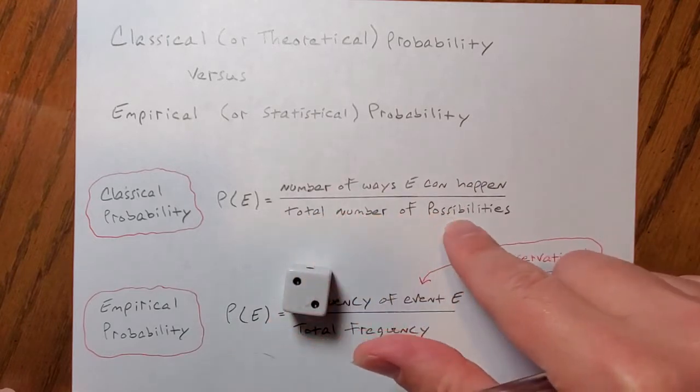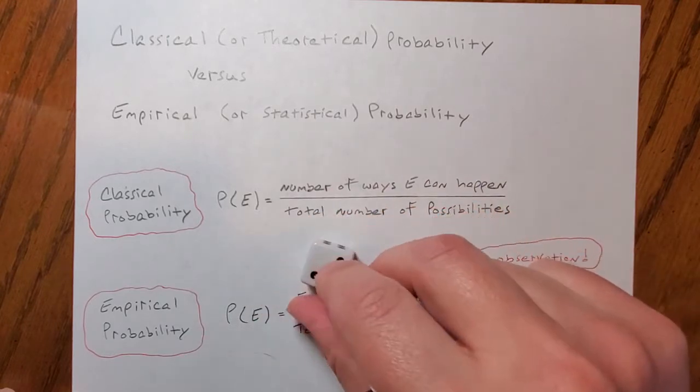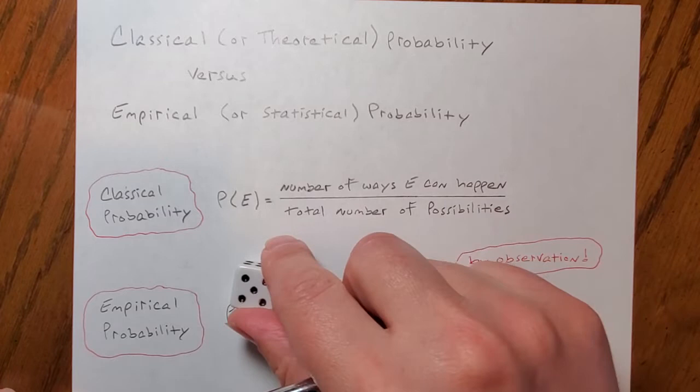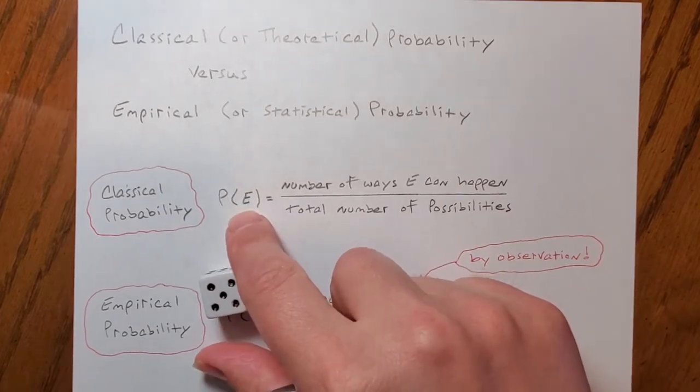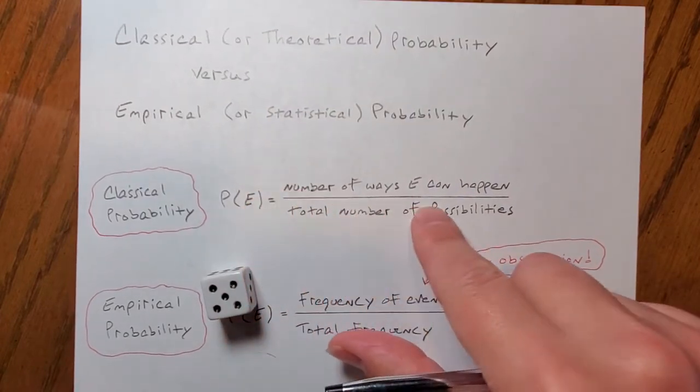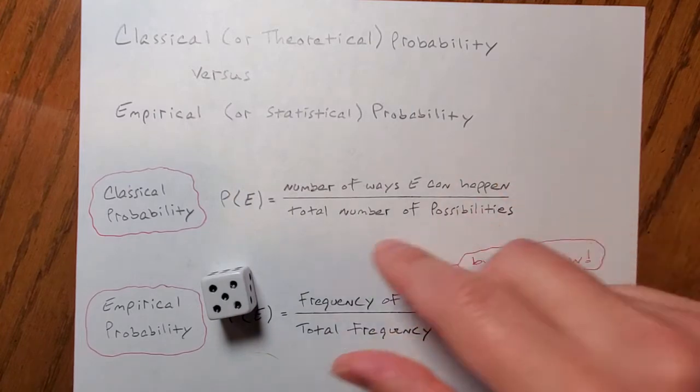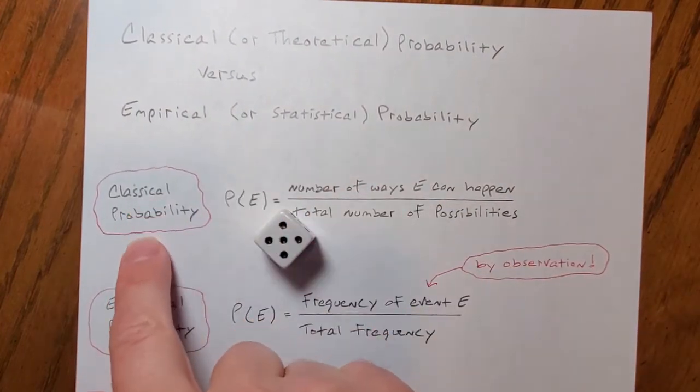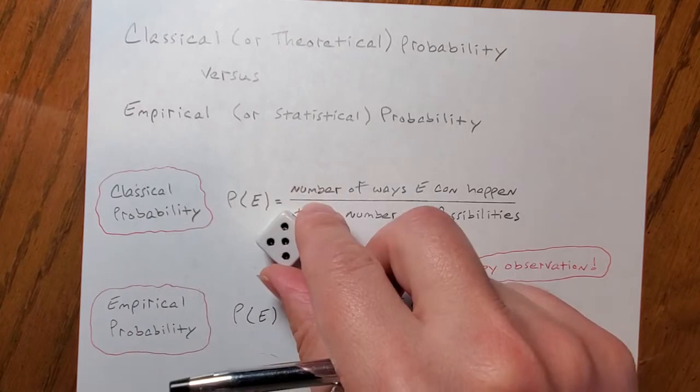And you think, well, there are six possibilities when I roll this die, and I can calculate the odds of any event by figuring out how many ways that event can happen, and I divide them. That's how it works out with classical probability.